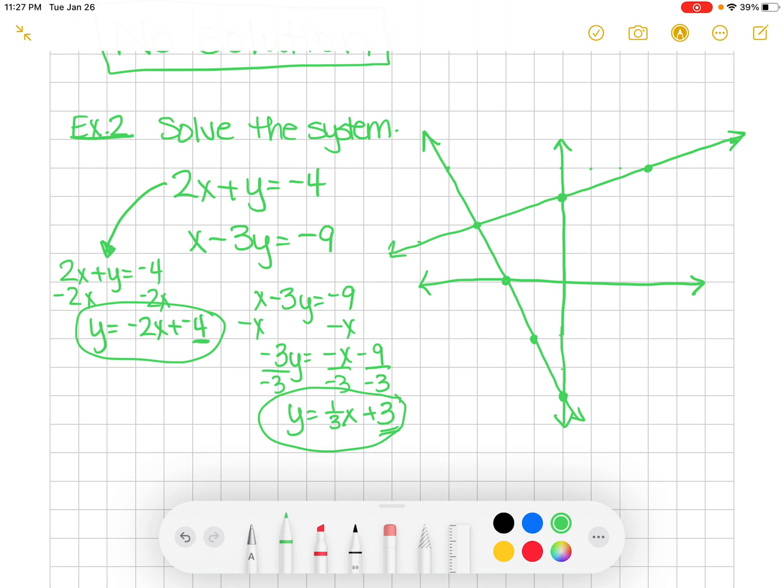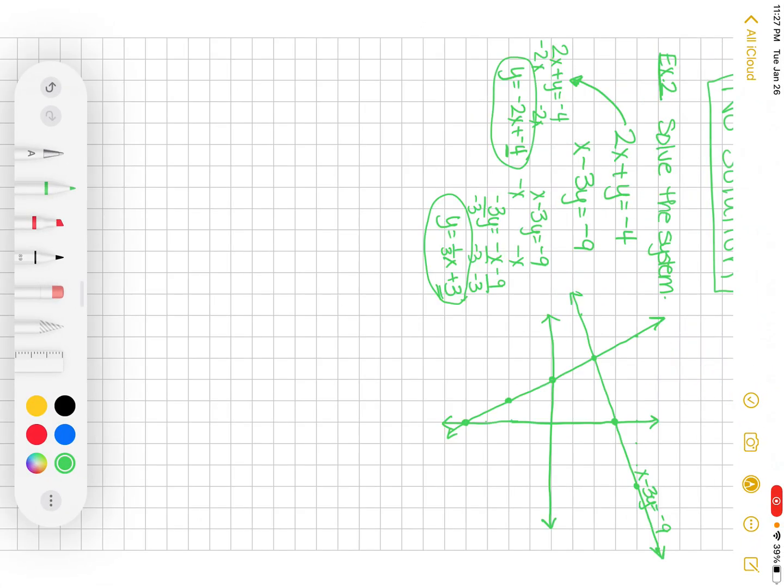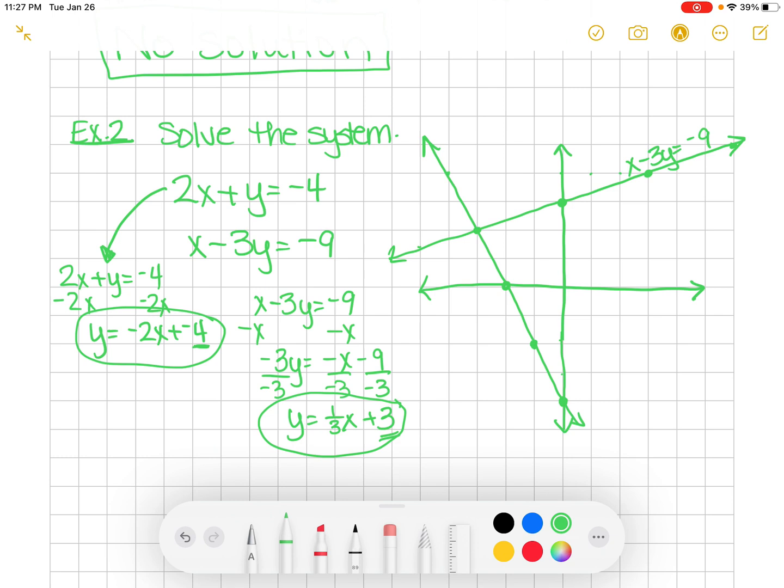Okay, I can see, I should have written my equations on these. Oops. Trying to turn my thing to write better. And it's turning the whole screen.